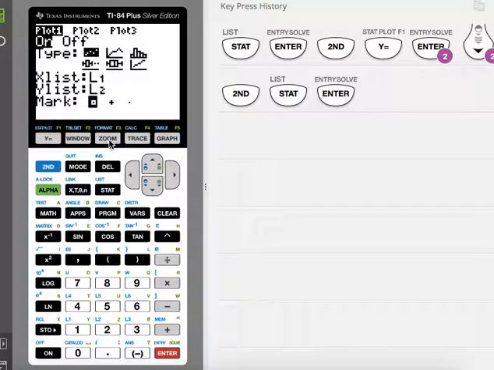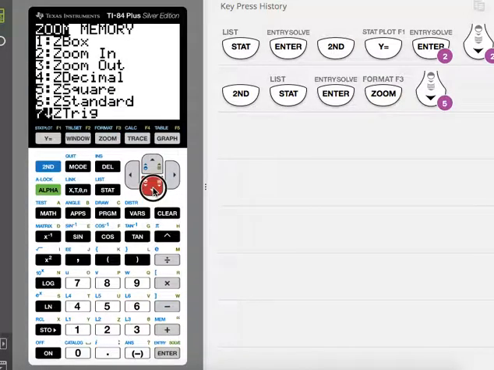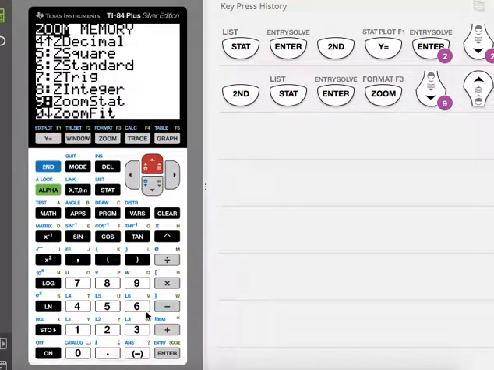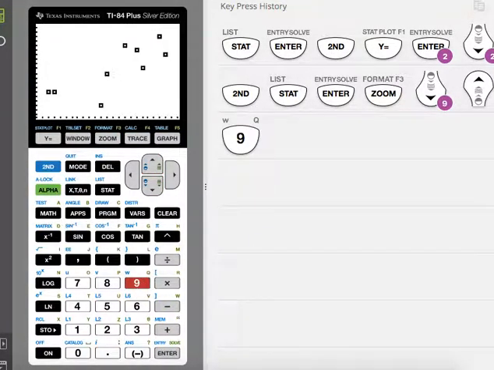And then we can go to zoom and press number 9, which is zoom stat, meaning I'm going to zoom in on the statistics. And this is my scatter plot. Not as strong as the last one, still a positive linear correlation, but kind of medium strength, a little bit weaker.